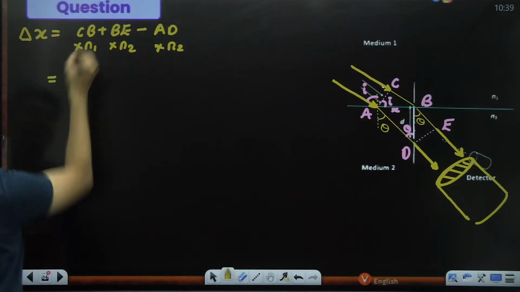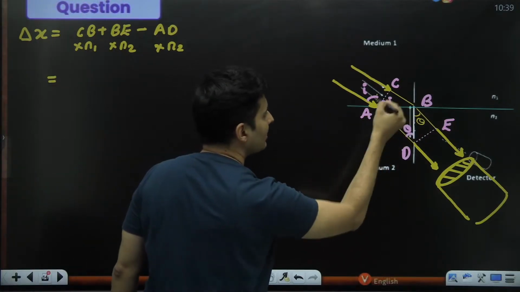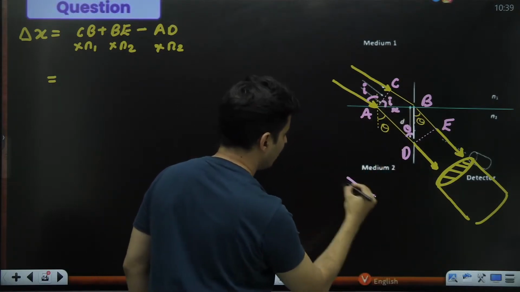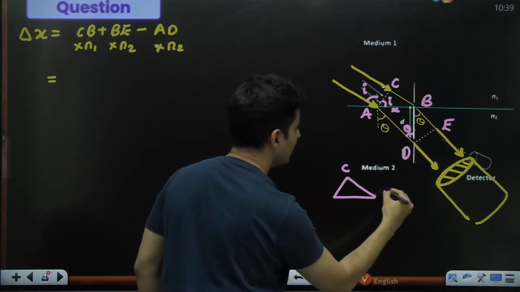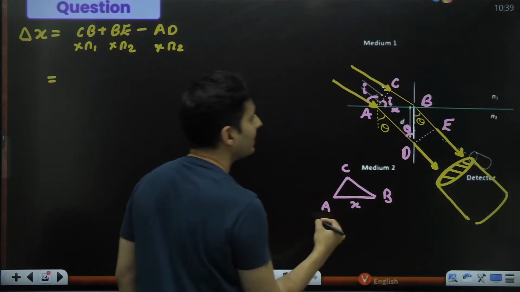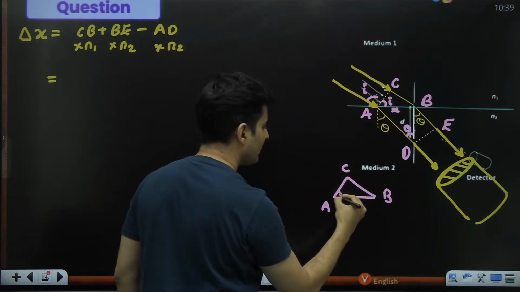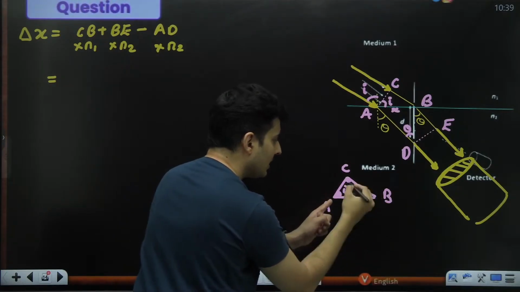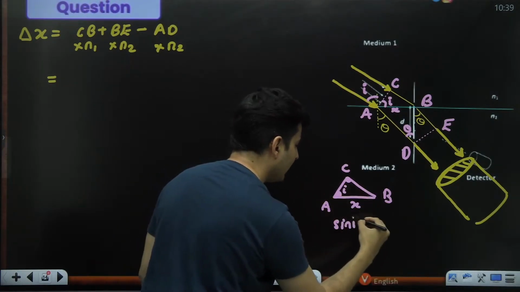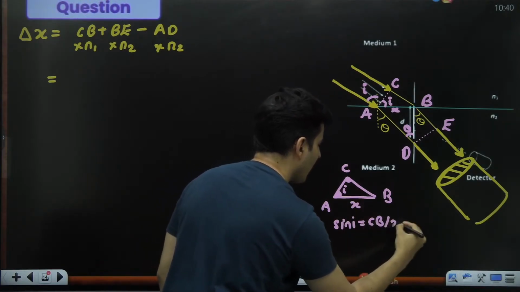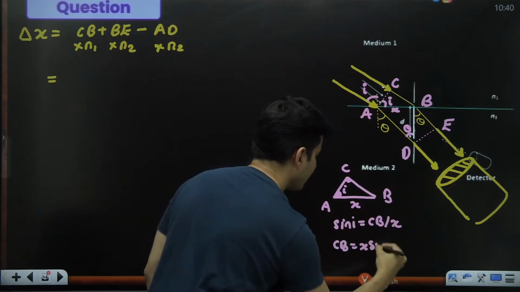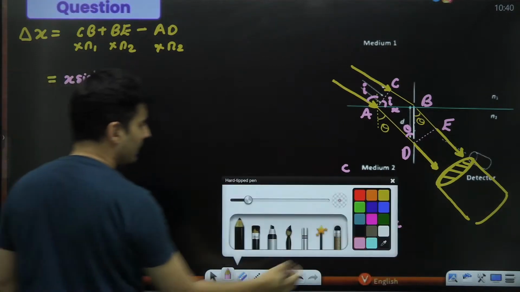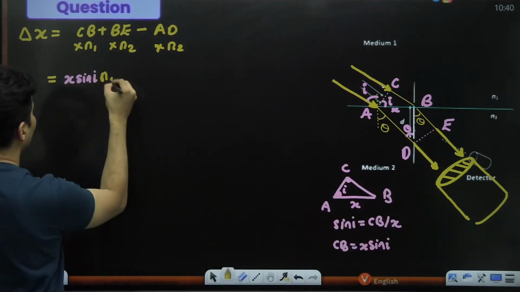Now what is CB? In this small triangle, this is A, this is x, and this is your angle of incidence. CB is the opposite side, so sine of i will be CB divided by the hypotenuse. So CB will be x sine i, and this n1 will stay over here as it is.